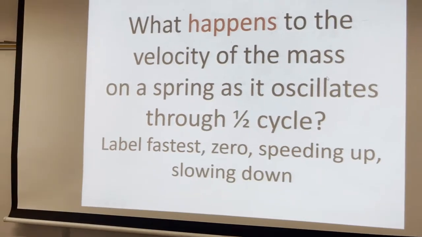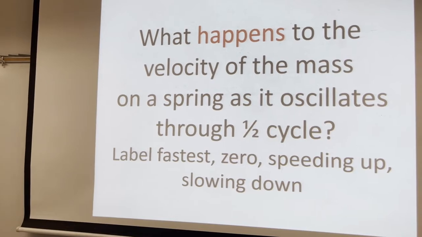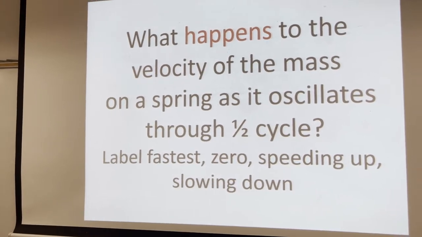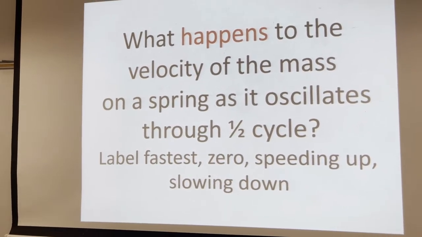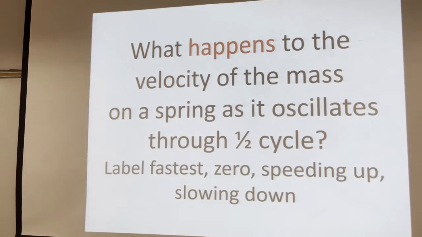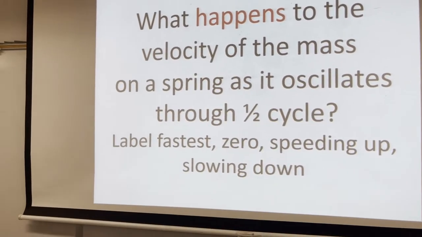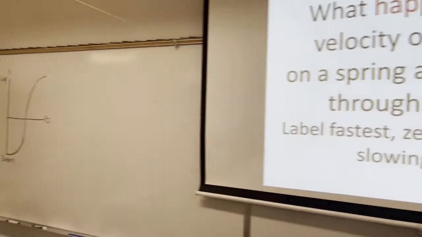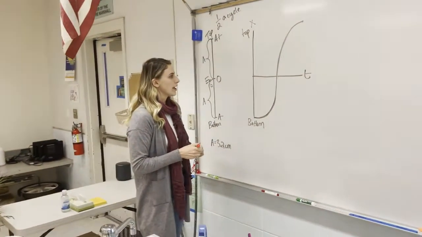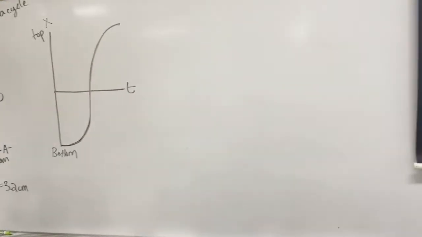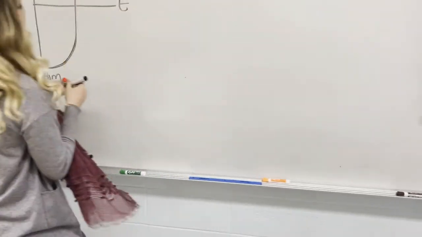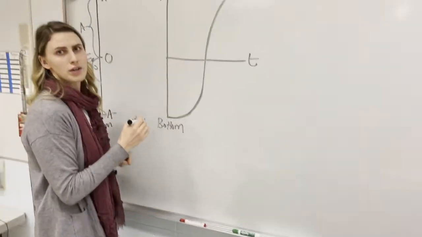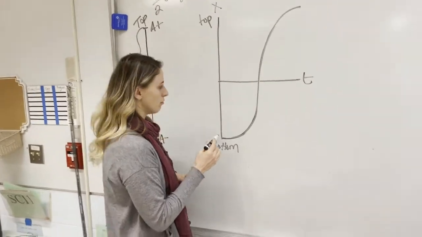What happens to the velocity of the mass on a spring as it oscillates through half a cycle? Label the fastest, 0, speeding up and slowing down. Well, where would the speed be 0? Well, it was 0 at equilibrium, right? Oh, sorry, no. It's 0 at the top and the bottom, right?